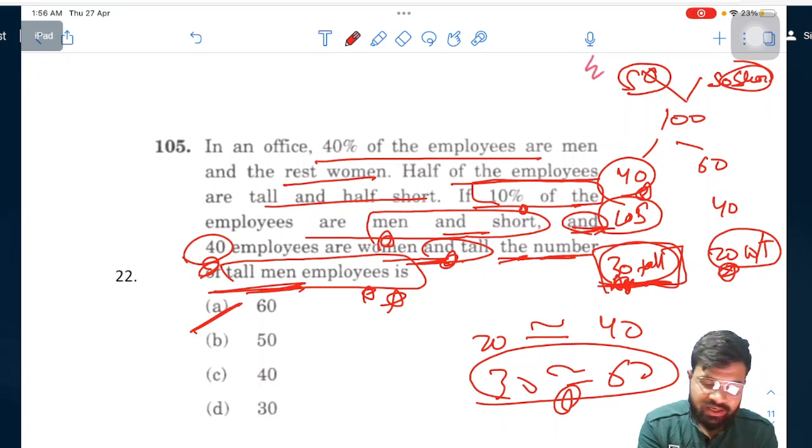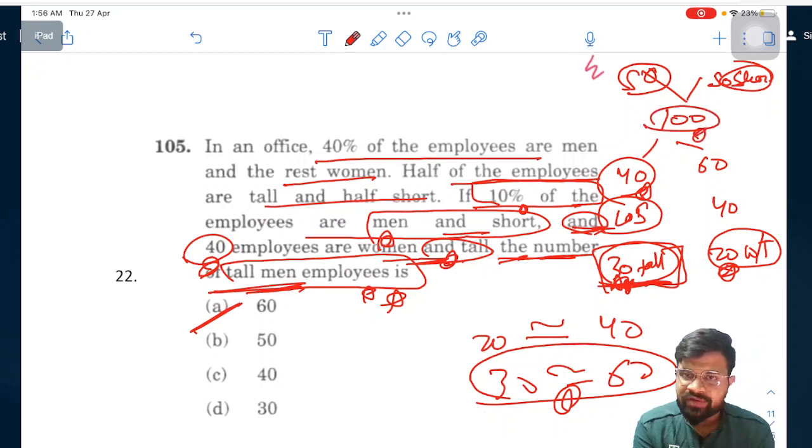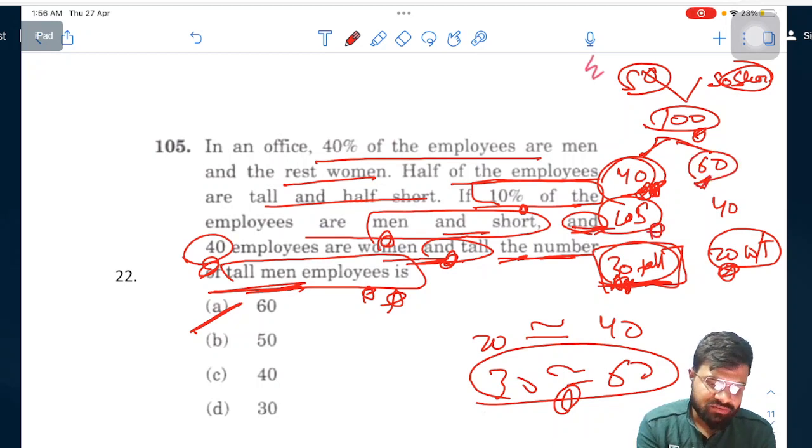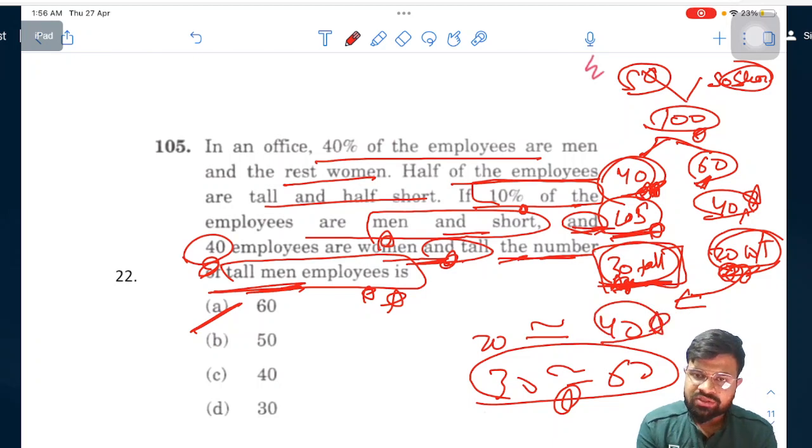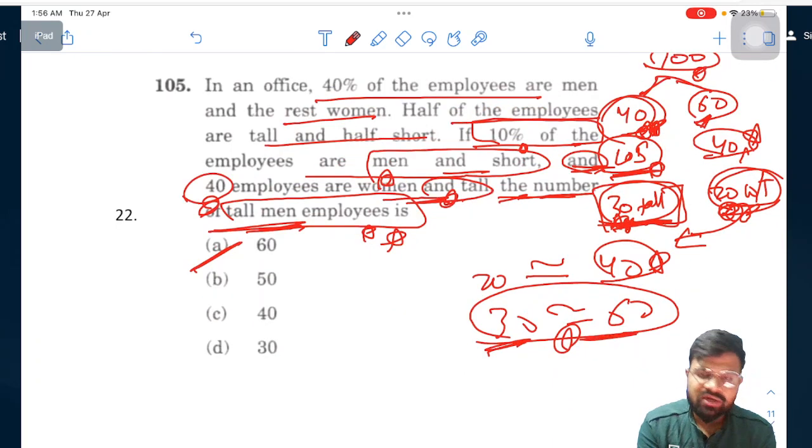So we took 100 as our reference. Out of this 100, we thought that 40% is men and 60% are women. Out of this 40%, 10 are short, 30 are tall, and 20% are women and tall. So this 20% is equivalent to 40. Then 30% will be equivalent to 60.